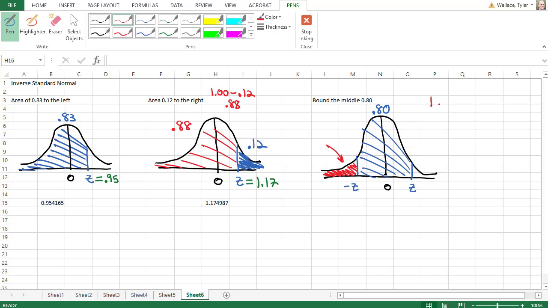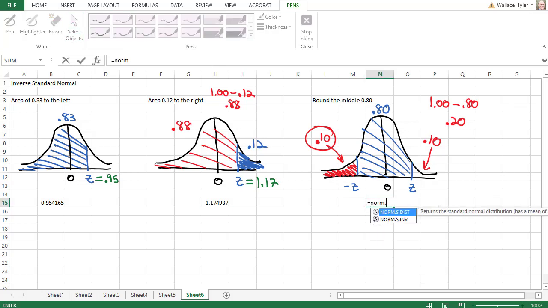One way is we know the entire area under the curve is 1.0. And if we subtract 0.80, that's going to leave 0.20 left. But that 0.20 is actually talking about both tails combined. Knowing that it's symmetrical, though, we can cut that 0.20 in half. And we know there is 0.10 on each side. We want that left tail of 0.10, so let's have Excel figure that out for us. We'll say equals norm.s for standard normal, .inv for the inverse, and then in parentheses, we'll put the one that gives us area in the left, 0.10.